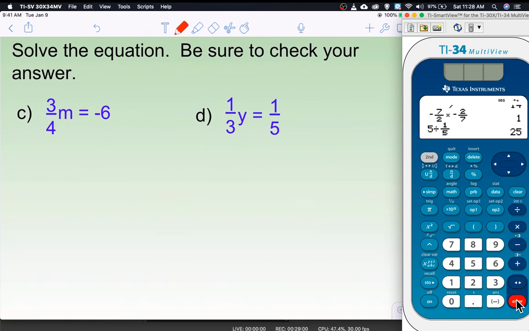All right, so I've done 2. I'd like you to try 2 now. So try these 2 problems, pause the video. When you're ready to continue, hit play, and we'll go through it together.